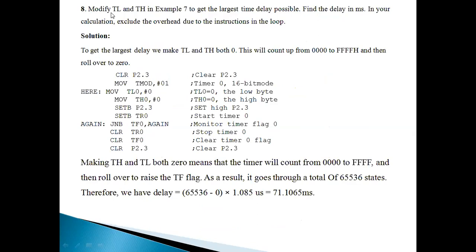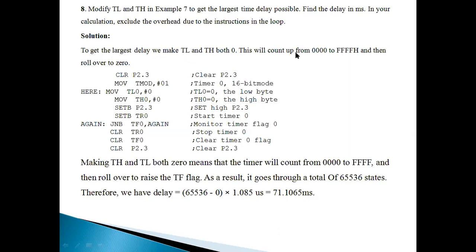Next, modify TL and TH in example 7 to get the largest time delay possible. Find the delay in milliseconds. In your calculation, exclude the overhead due to instruction. So what we have to do here is increase the time delay. Whenever we have to increase the time delay, we need to decrease the value of the TL register. The lowest value that a TL register can get is 0. Therefore, to get the largest delay, we make both TL and TH 0.